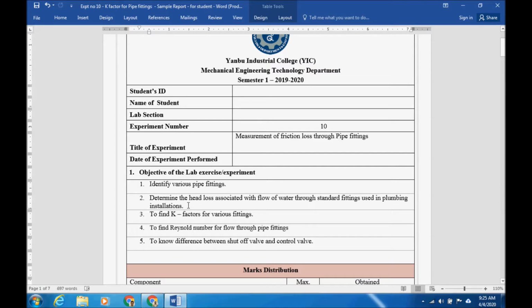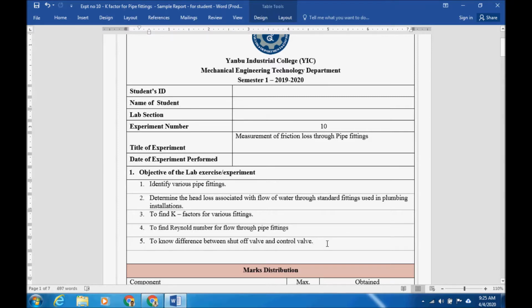Our first objective is to understand and identify the various pipe fittings. Second objective is to determine the head loss, which is common for all. Determine the head loss associated with flow of water through the standard pipe fittings, and to find out the K factor and Reynolds number. As usual, we did the Reynolds number before. And to know the difference between shut-off valve and control valve. Watch the video carefully, and I explain there what is shut-off valve, on-off valve, and control valve.